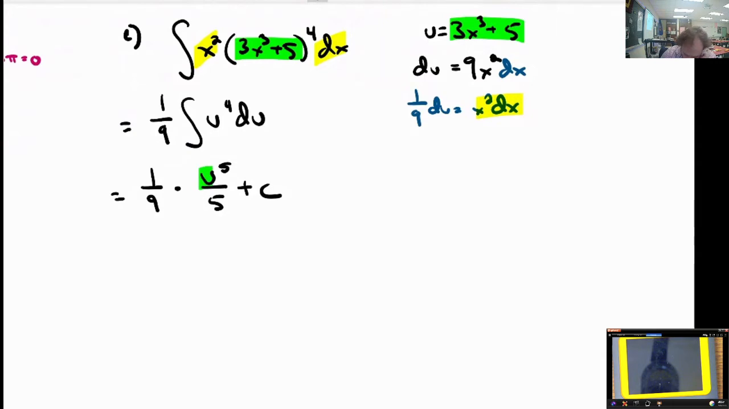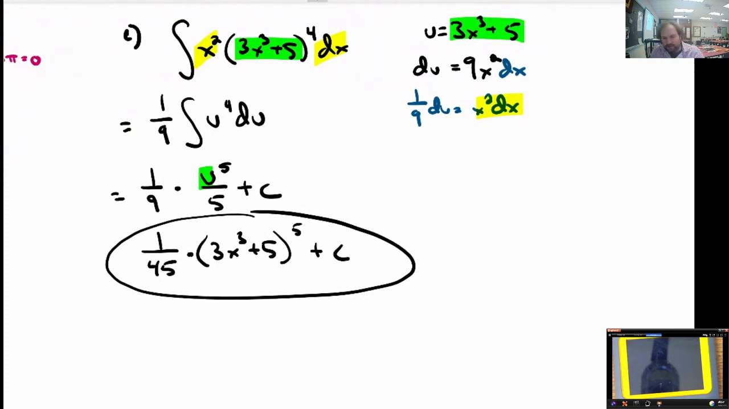So we will have 1/45 times 3x to the third plus 5 to the fifth power plus c. And that will do it. And if you think about it, if you take the derivative of this, that will get you right back to what was originally in here. All of the right traps will be set. The 5 will cancel out with 45 to make 1/9. And that will take care of the 9 that pops out when you take the derivative of 3x to the third. So you'll have just x squared dx left over. Pretty cool. I like when things work out that way.